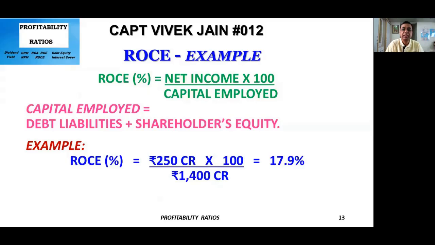Formula: ROCE in percentage is net income divided by capital employed multiplied by 100, and capital employed is debt that the company has taken, which is a liability, plus the shareholders' equity. And as you know, shareholders' equity means total share capital issued so far plus the accumulated reserves. So the example is ROCE, net income we have assumed as 250 crores and 1400 crores being the debt liabilities plus shareholders' equity, it works out to 17.9%.